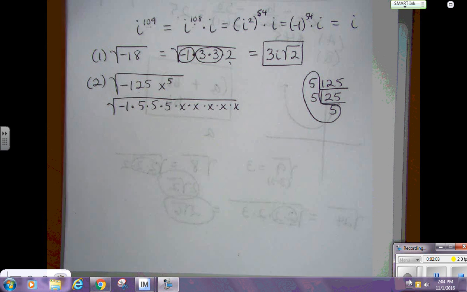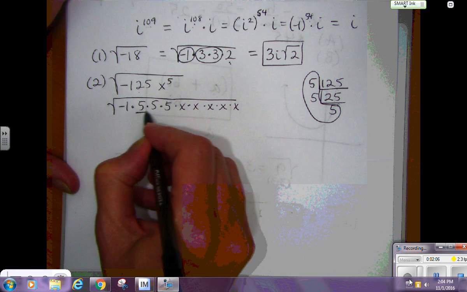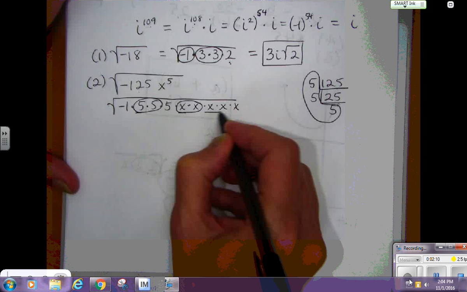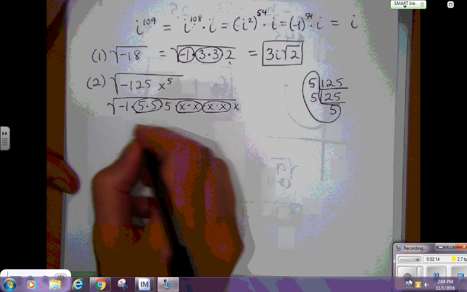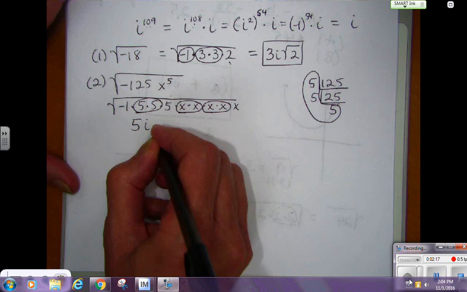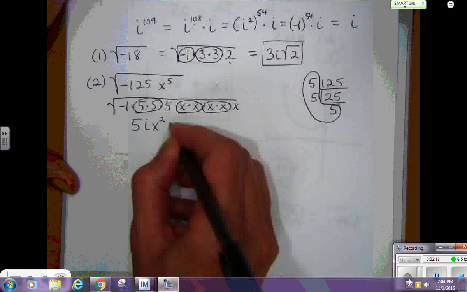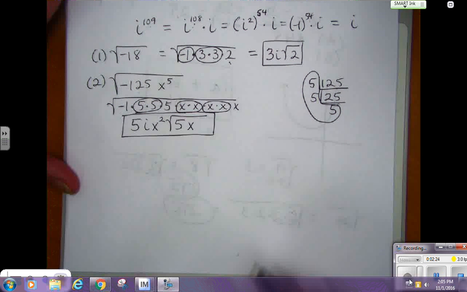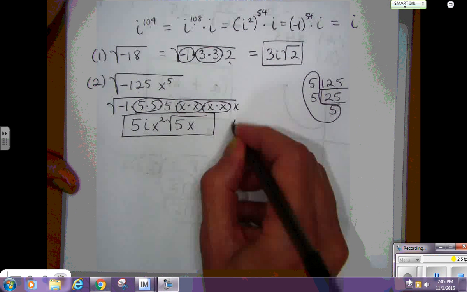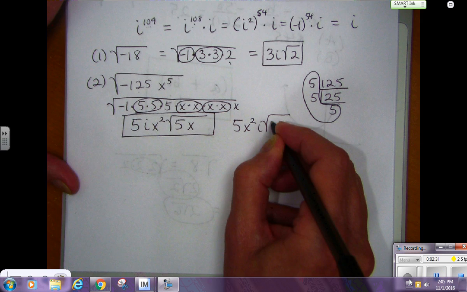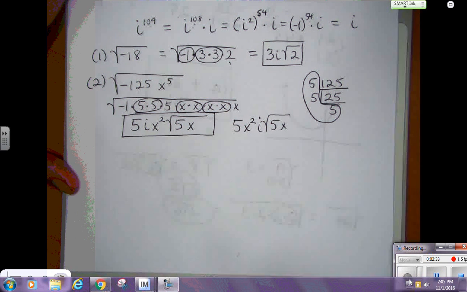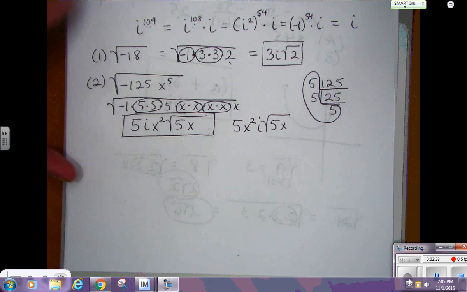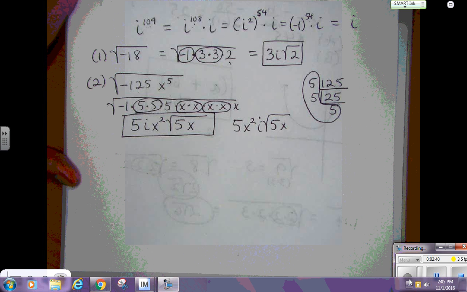And then I want to pair up the ones that I can pair up. So I have 2 5's, one set of x's here and another set of x's there. So I can take out 5i x squared, and you'll have a 5x left inside, and that's going to be your answer. Okay, so you could write it as 5x squared i square root of 5x. That's fine. The x squared and the i can be interchangeable. Any questions?